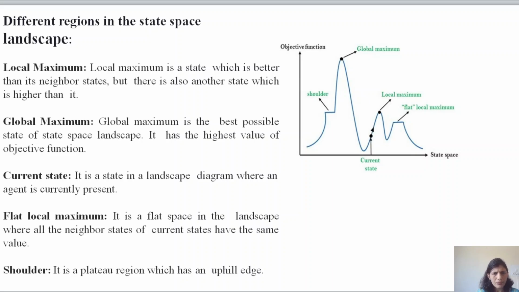Flat local maximum is a flat space in the landscape where all the neighbor states of the current state have the same value. Means we are unable to find a better value; for a few steps we have the same value. Means flat local maximum. There is no change between the current and previous one. Next one is the shoulder. It is the plateau region which is an uphill edge. Now the different regions may be local maximum, global maximum, current state, flat and shoulder.